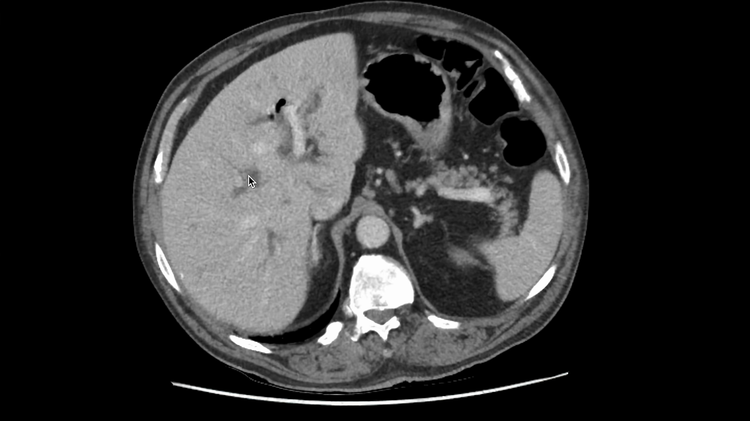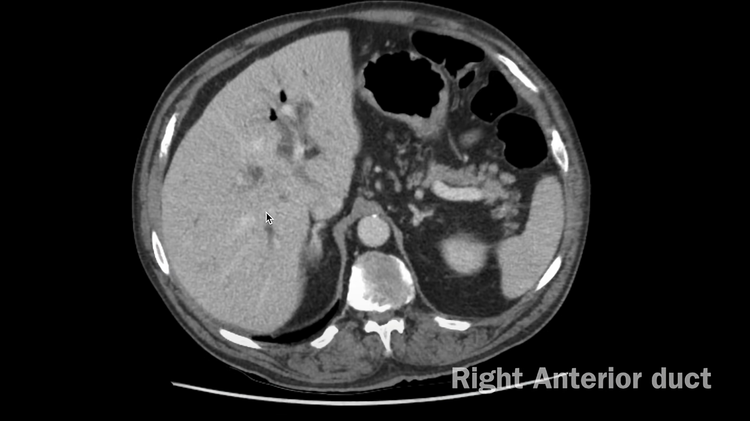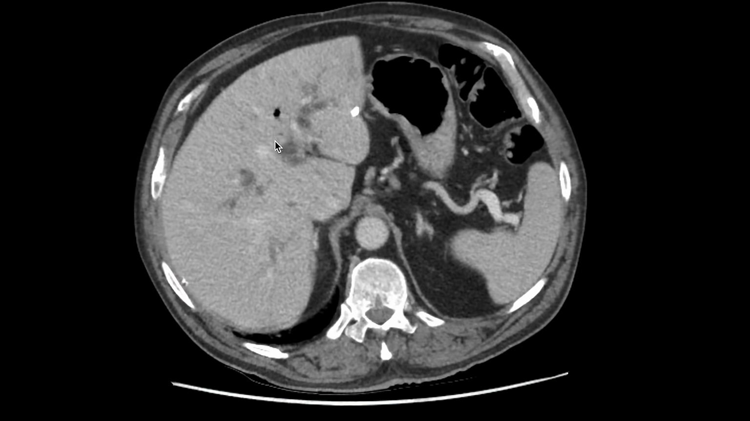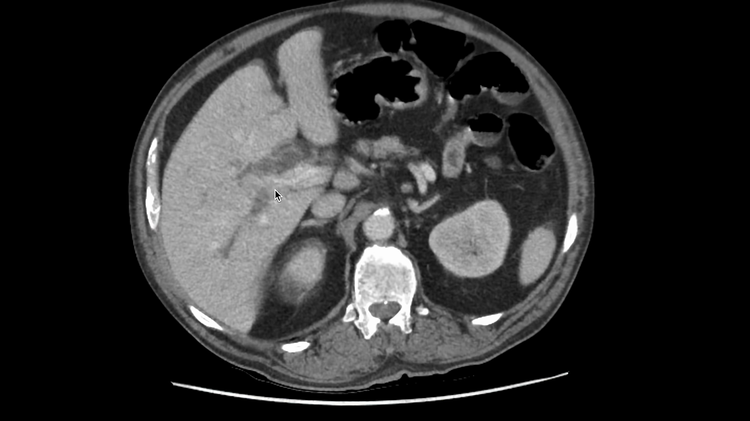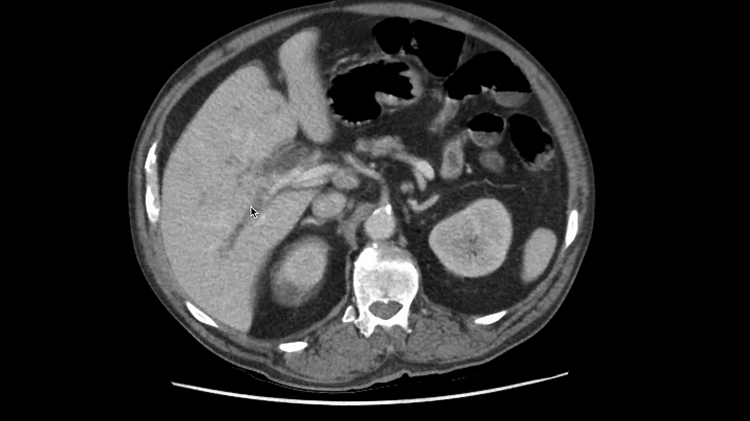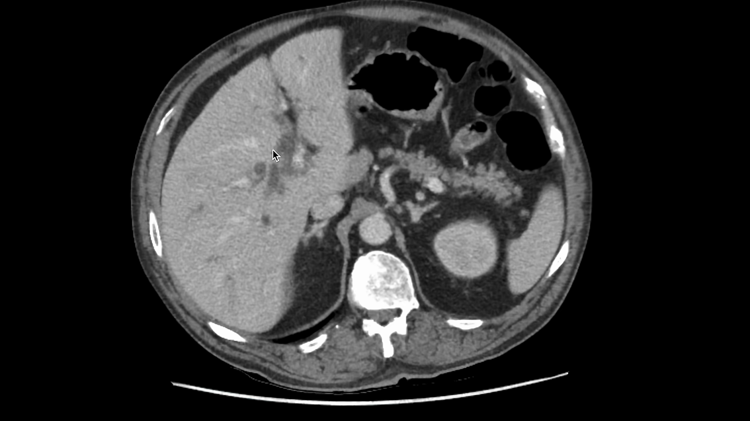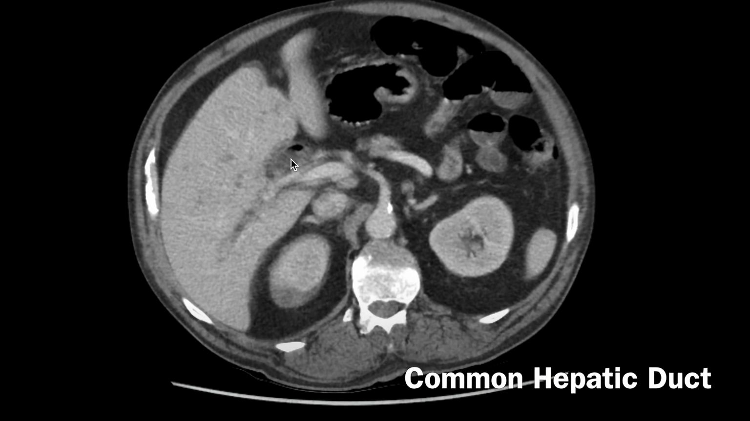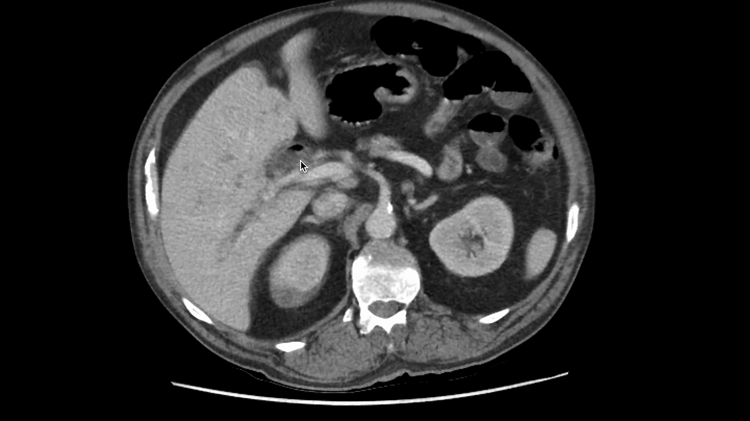So here on the right, we have the right anterior bile duct. The right anterior bile duct drains from superior to inferior in an oblique fashion. Over here, more posteriorly and more horizontally oriented is the right posterior bile duct. So the right posterior and right anterior bile ducts drain to make up the right main bile duct. And the left intrahepatic bile duct here, or left main bile duct, also drains to join the right main bile duct to make the common hepatic duct, which is here in the porta hepatis.